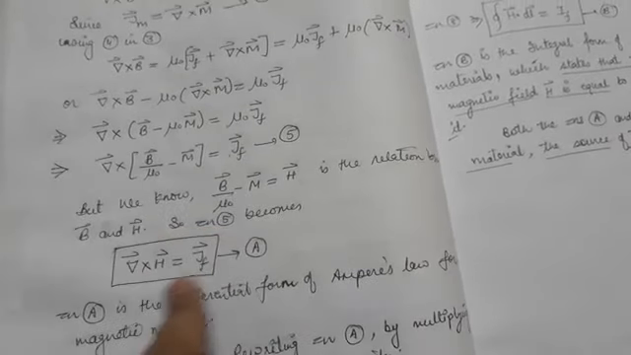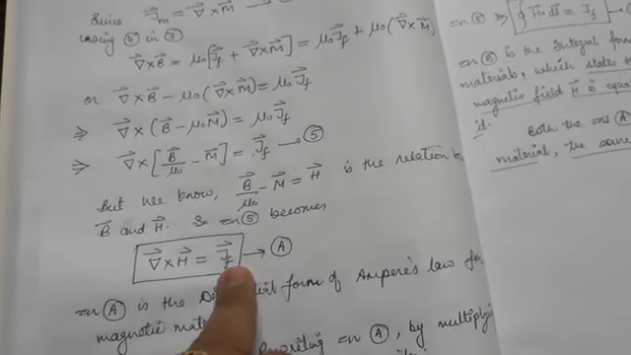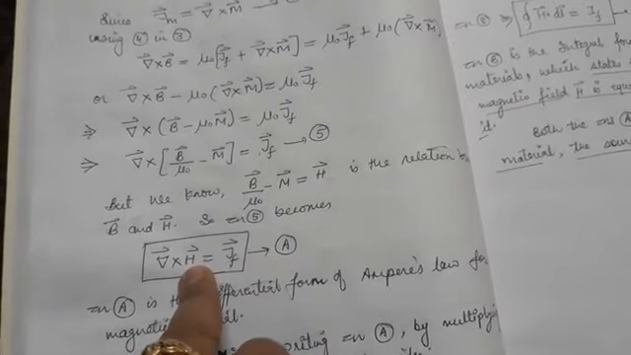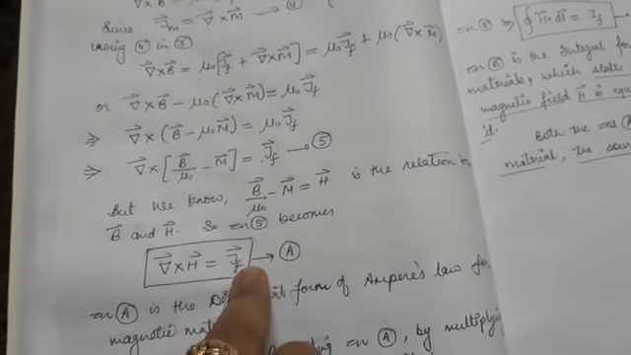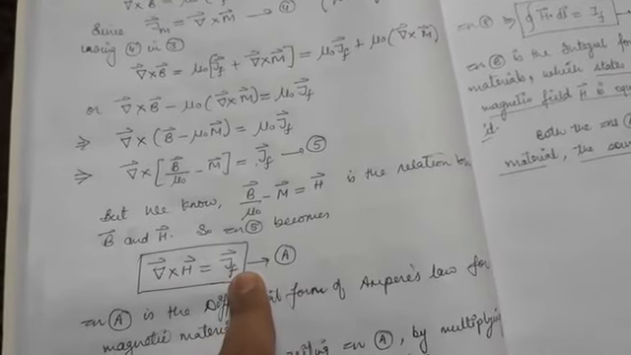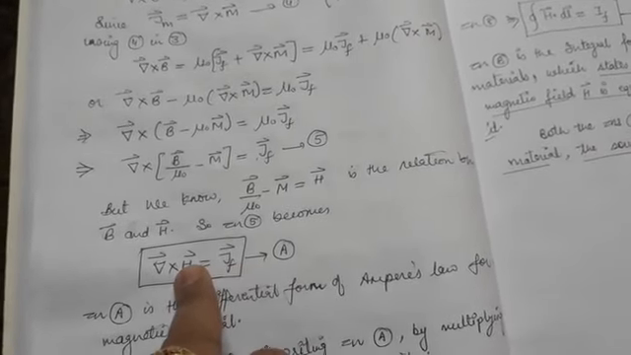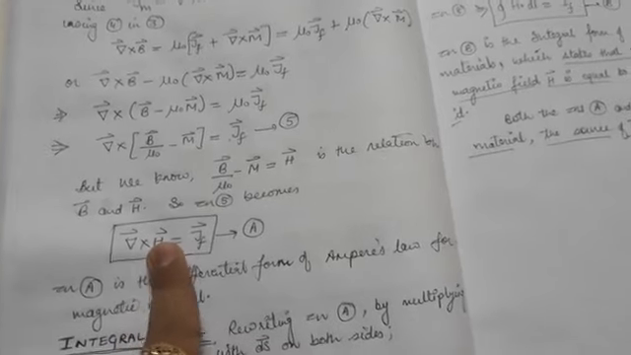Dear students, you can see from this equation that the source of H over here is again the free currents. Bound currents or Jm are not at all responsible for any type of magnetizing field or magnetic field.